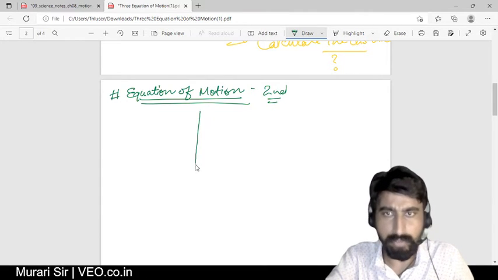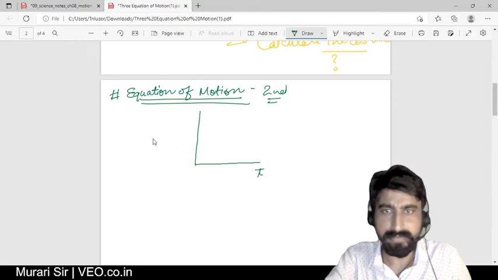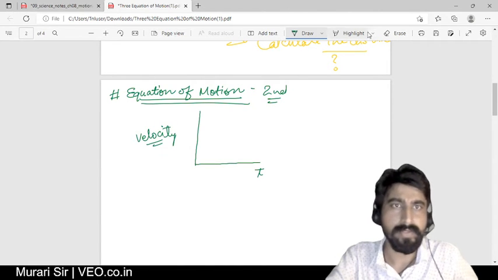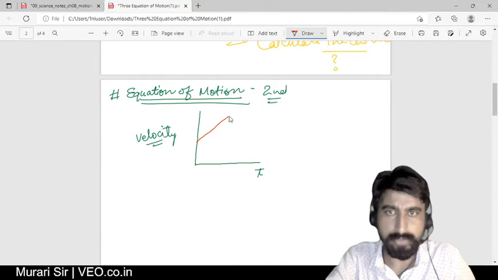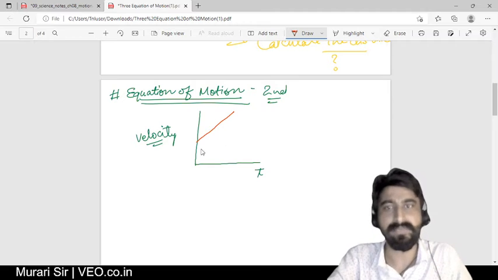Let's draw that graph again. Here we had the time axis, and here it is velocity. All right. So simply use some different color. I will draw this graph again. This is the actual graph that I have drawn with the red color.